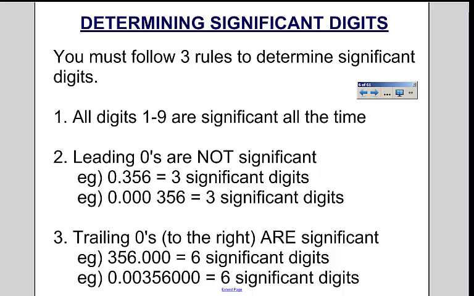So if we look at our 2 examples here, 3, 5, and 6 are significant because they're between 1 and 9. The 0 is not, so we don't count it. Same with that second number here. The 3, the 5, and the 6 are between 1 and 9. Rule number 2, that all the zeros before it do not count because they are leading. Now, for number 3, trailing zeros, so numbers that are after, are significant. Okay, so if you have zeros after your original number, they do count.